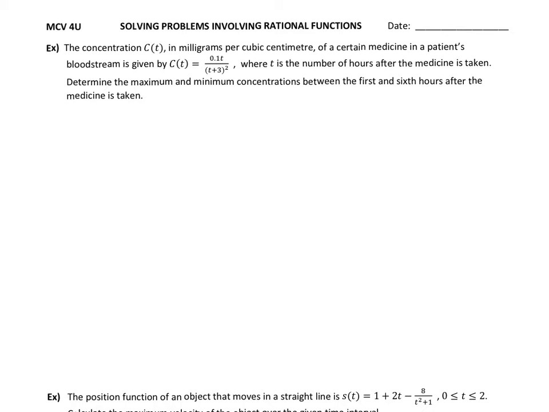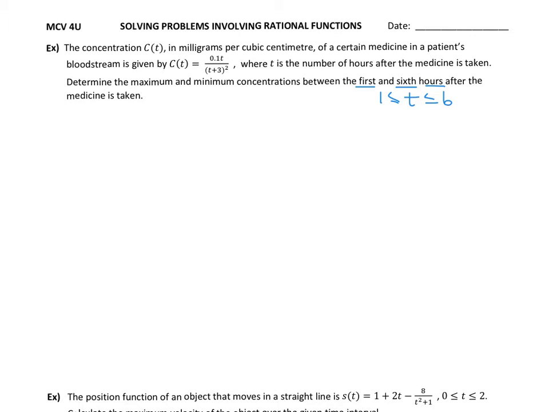T is the number of hours after the medicine is taken. Determine the maximum and minimum concentrations between the first and the 6th hours after the medicine is taken. So we have a closed interval here because we're limiting our domain to be between 1 and 6. All right, so we're finding the maximum and the minimum within that interval.